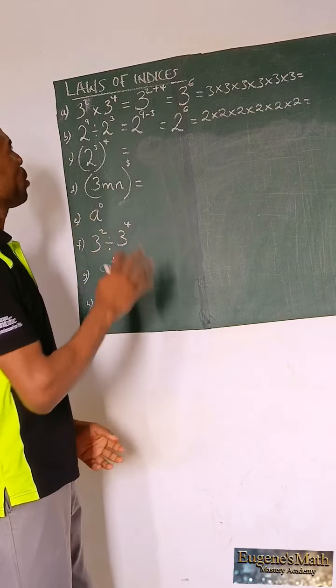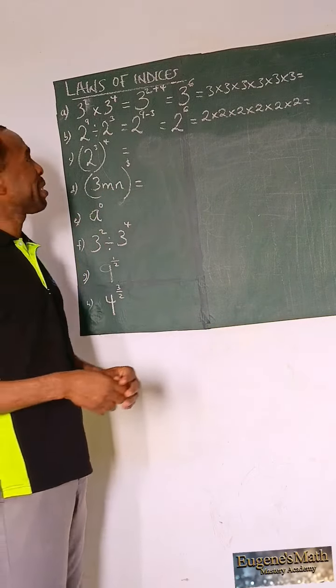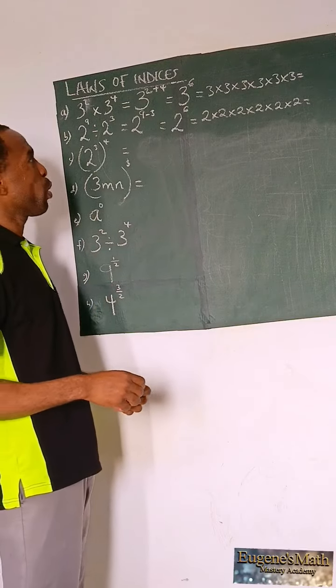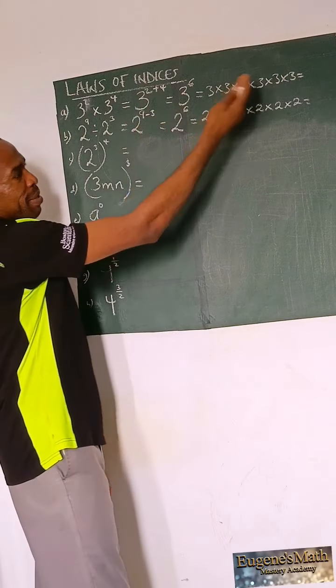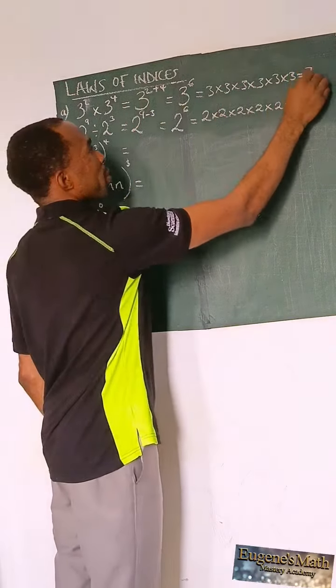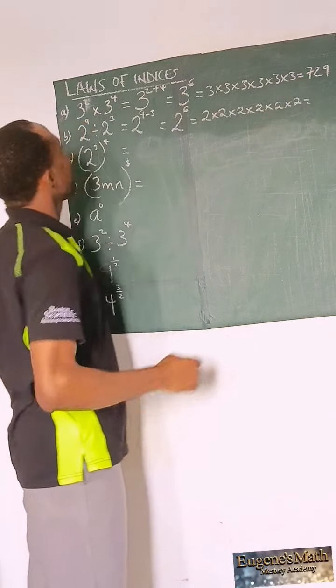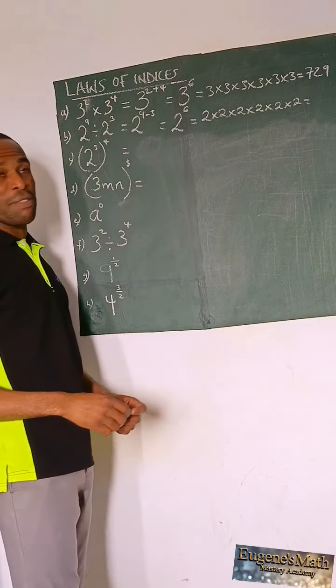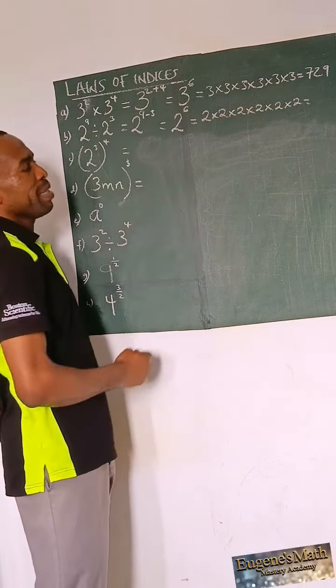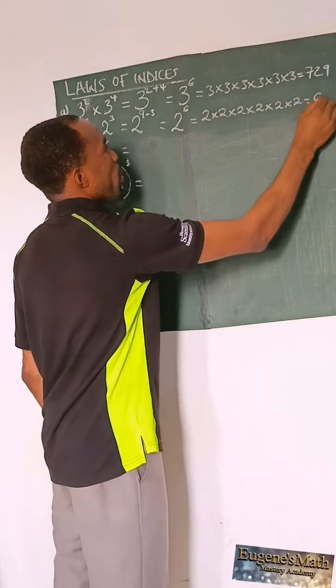In our previous video, I introduced to you the laws of indices. The first is the multiplication law, and then we have this. The final answer to this is 729. And then for the second being the division law, if you solve this, the final answer is 64.